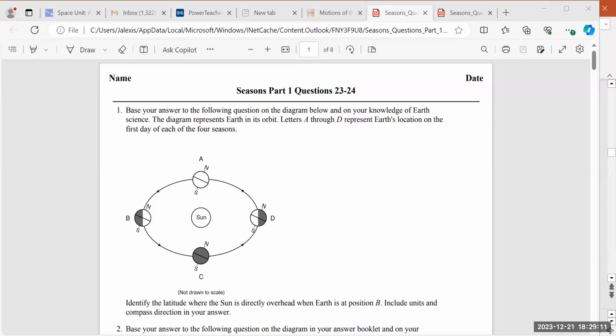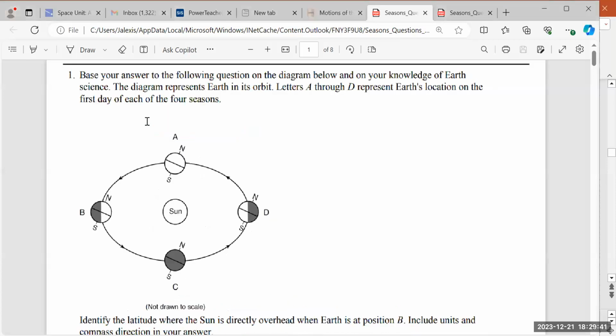All right, everybody. So we're going to do questions for the seasons, part one, questions for the year 23-24. It says, base your answer to the following questions on the diagram below and on your knowledge of Earth science. The diagram represents Earth in its orbit. Letters A through D represent locations on the first day of each of the four seasons. Zoom in a little bit.